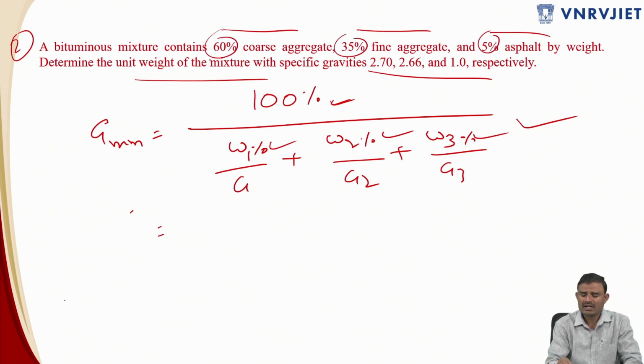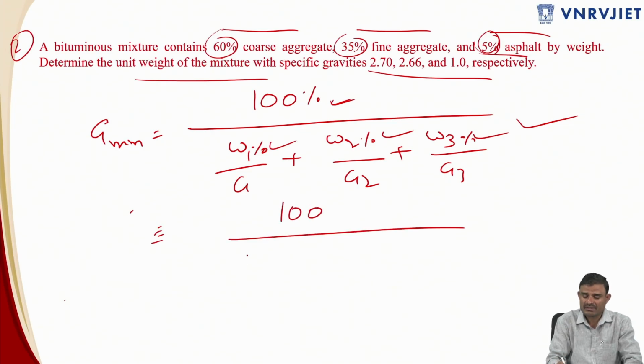Sometimes they'll give 60 and 35, and they don't mention the percentage of the asphalt. But you have to understand indirectly that 60 plus 35 is only 95. So they have left 5% space for bitumen. That is what you have to understand from the given question. Very, very important.